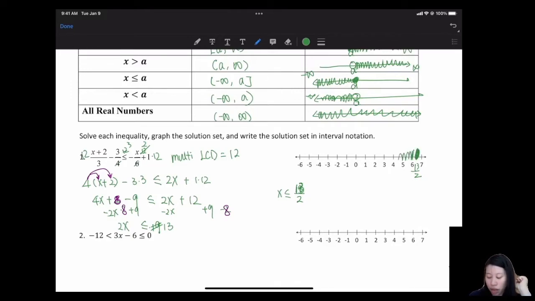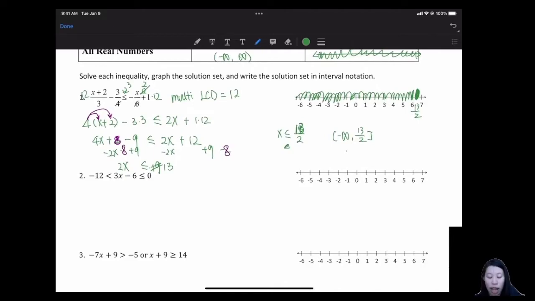And then everything including it would be this way, because it's less than. Look at the arrow. It's pointing to the left. So that means we need to what? Use the negative sign. So we have negative infinity to 13 over 2, including that, so bracket. That's the notation and that's the drawing.